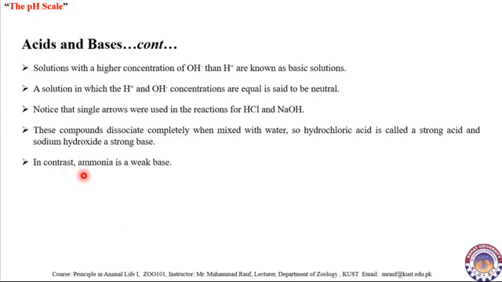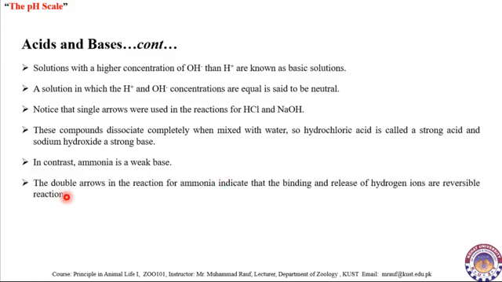In contrast, you saw a double arrow in the reaction where ammonia combined with hydrogen ions to form ammonium ions. This double arrow refers to the fact that this reaction is reversible and this dissociation is partial. The double arrow in the reaction for ammonia indicates that the binding and release of hydrogen ions are reversible reactions, although at equilibrium there will be a fixed ratio of ammonium ion and ammonia.